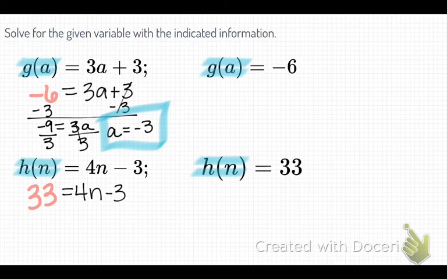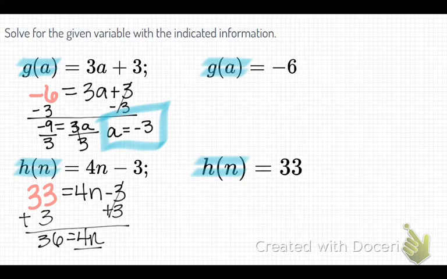How do I solve for n? Subtract 3. I'm going to add 3. Thank you. So I get 36 equals 4n. How do I solve for n? Divide by 4. So what is n? 9. Thank you.